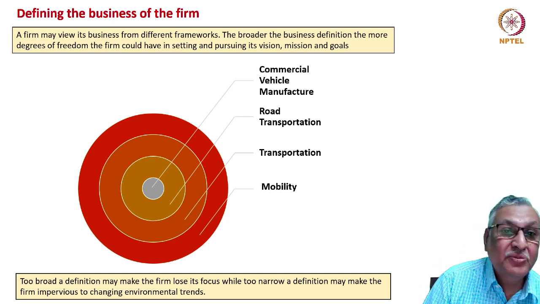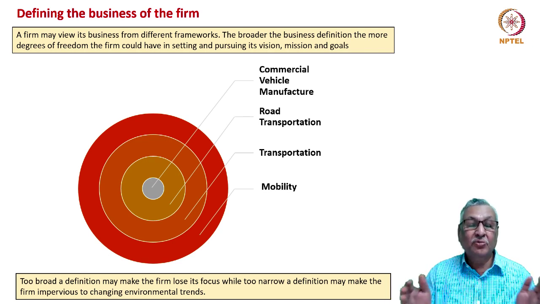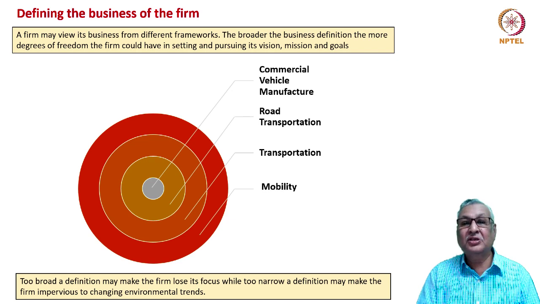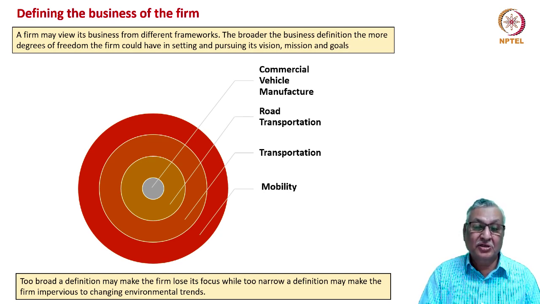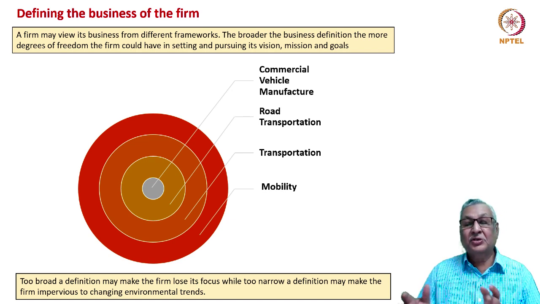So how do we define the business of the firm? We can view the business of the firm from different frameworks. This is an example which I have given earlier, but it is very appropriate to recall this example here. The broader the business definition, the more degrees of freedom the firm could have in setting and pursuing its vision, mission, and goals. Let's say a manufacturer of vehicles thinks of itself as a vehicle manufacturer. Then its business is nothing but manufacture of commercial vehicles. And if the value chain is expanded, as it should be, it is design, manufacture, and delivery of commercial vehicles and all the supporting activities.